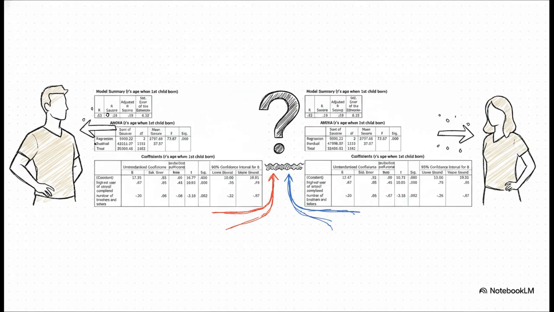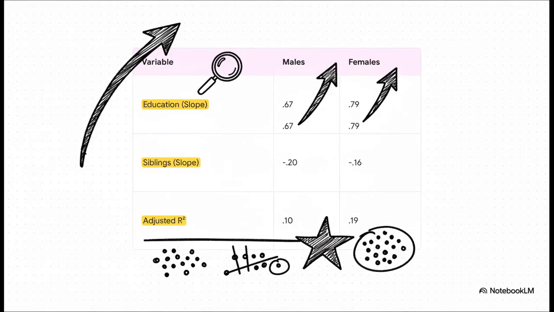And just by glancing at the two outputs here, you can already see the numbers are different. The story is not the same for men and women. Let's break down what this twist actually means. This table makes the twist totally clear. The effect of education is stronger for females, a slope of 0.79, than for males, at 0.67.